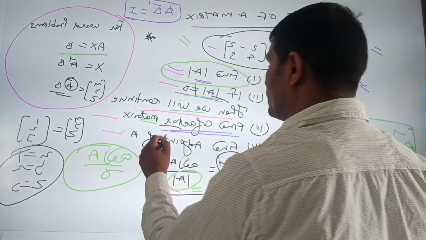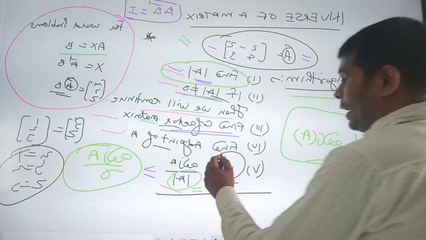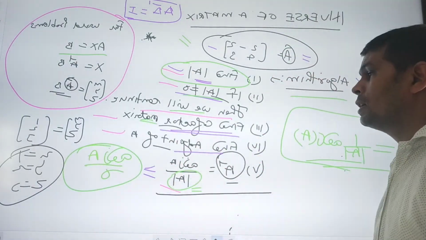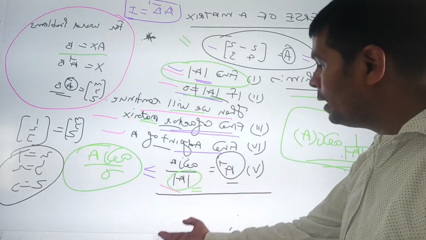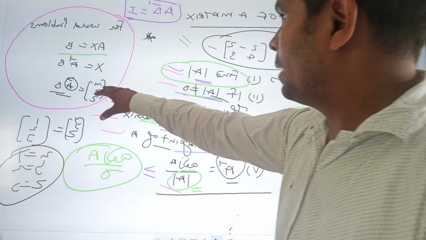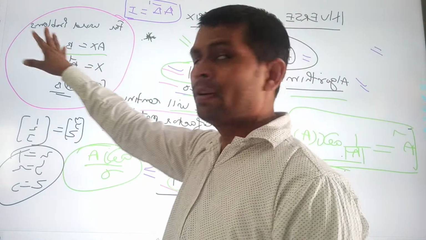Find the cofactor matrix. I have already discussed how we can find the cofactor matrix. Then find the adjoint of A. We have already discussed what the adjoint of A is: adjoint means the transpose of the cofactor matrix. Then A inverse equals adjoint of A divided by determinant of A. This is the process, and later on we will discuss the questions based on word problems.